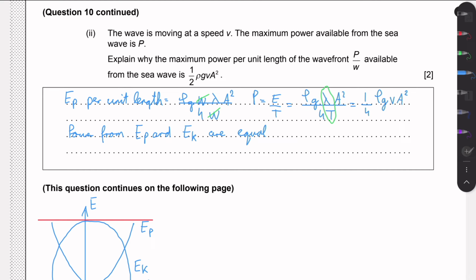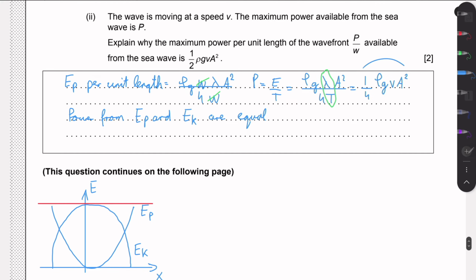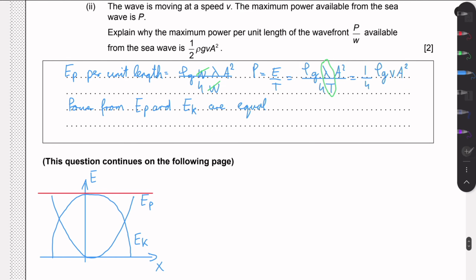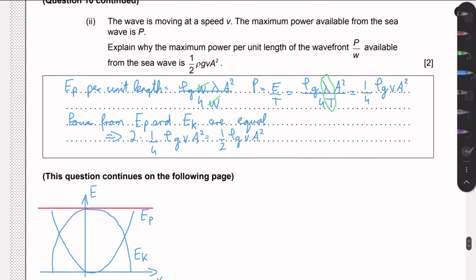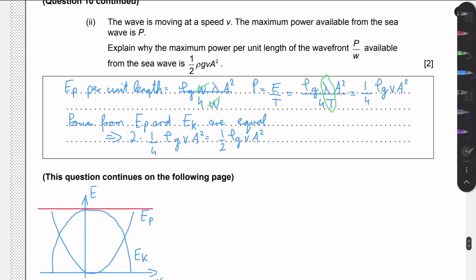And so from this, we see that the total power will just be this times 2. Or we could do this plus another one of these, but that's just multiplying it by 2. So that's going to be 2 times 1 over 4 density g v A squared. So it'll be 1/2 density g v A squared. And this is what we had to show.